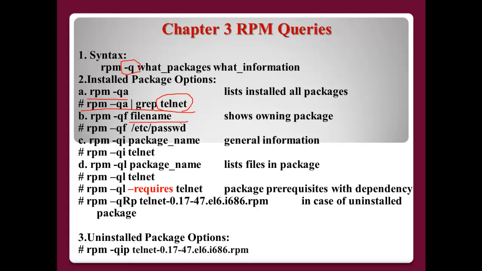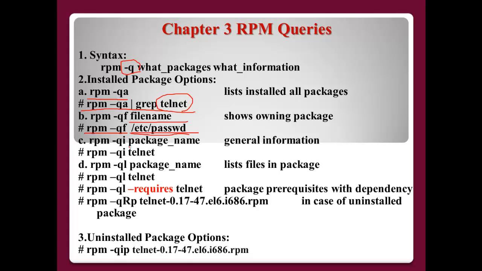RPM -qf filename. In this case, for example, we know there is a file name /etc/passwd, but we don't know which package this file comes from. In this case, using the option rpm -qf /etc/passwd, we will find which package installed this file.